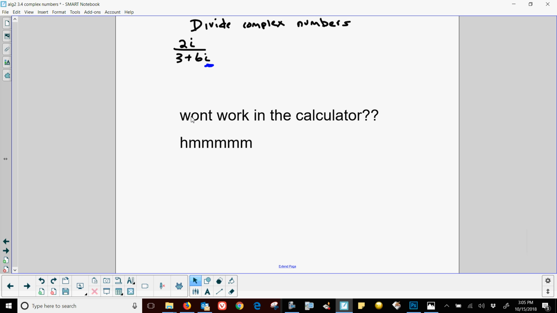Dividing complex numbers. We've added and subtracted and multiplied, now we divide. This is actually something that won't work in the calculator. If you just try and plug it in, it gives you an error. There is a way to plug it in the calculator, but honestly, it's just easier to do it by hand. Our issue is we can't really divide by this i. It definitely doesn't like it in fraction form, and so we're trying to divide by i.